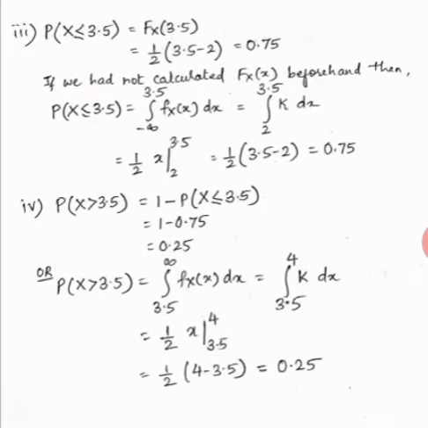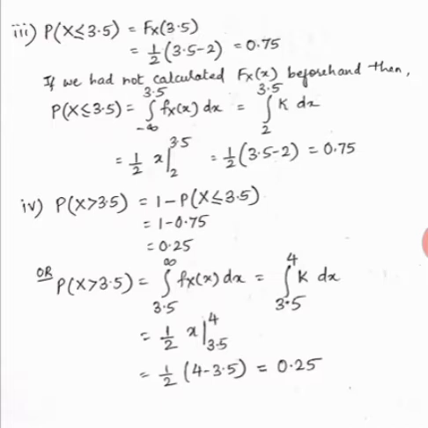Then the third thing that we need to find out is the probability that x takes on values less than or equal to 3.5. We can solve it using two methods. This is nothing but the CDF at 3.5, that is capital Fx of 3.5. We have already calculated the values of Fx of x in the second part, so we put the value: half into x minus 2. X over here is 3.5, so we directly get half into 3.5 minus 2, which comes as 0.75.